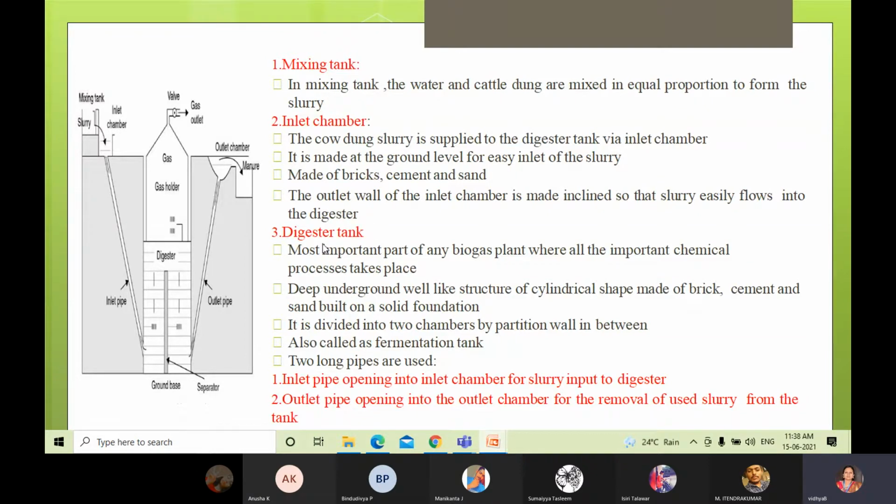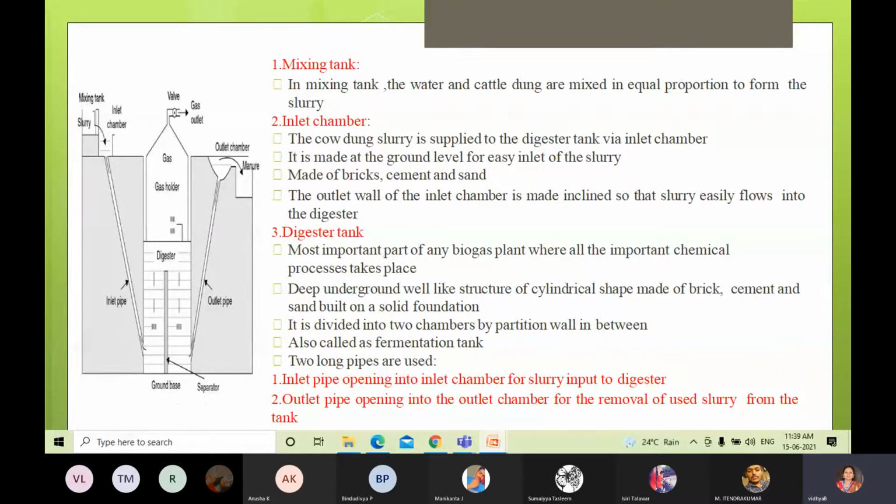Next is the digester tank. After slurry goes to the digester tank, what is next? The most important part of any biogas plant, where all the important chemical processes take place. Digester tank: a deep underground well-like structure of cylindrical shape made up of brick, cement and sand, built on a solid foundation. It is divided into 2 chambers by a partial wall in between.